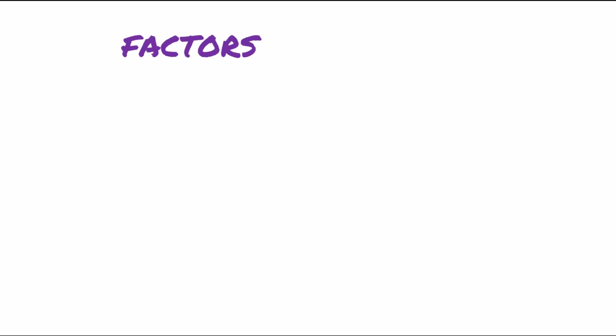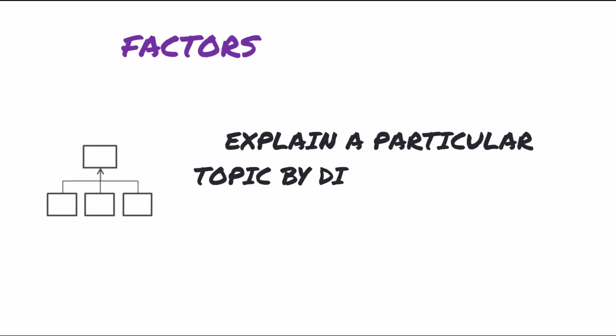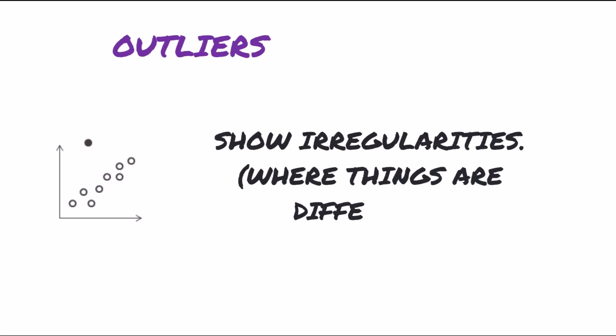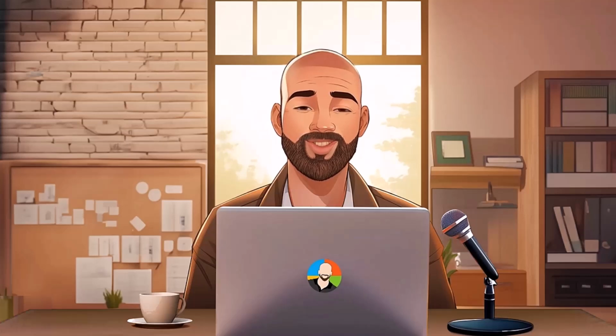The sixth type is factors. Factors explain a particular topic by dividing it into types of categories. This story type often gets people to discuss which strategies yield the best results, or should we invest more in high-performing areas? And the final type of story is outliers. Outliers show irregularities or where things are exceptionally different. This type of story often gets people to ask, why is this data point an outlier in the first place? And what can it teach us about our market? And that's it for the 7 story types.